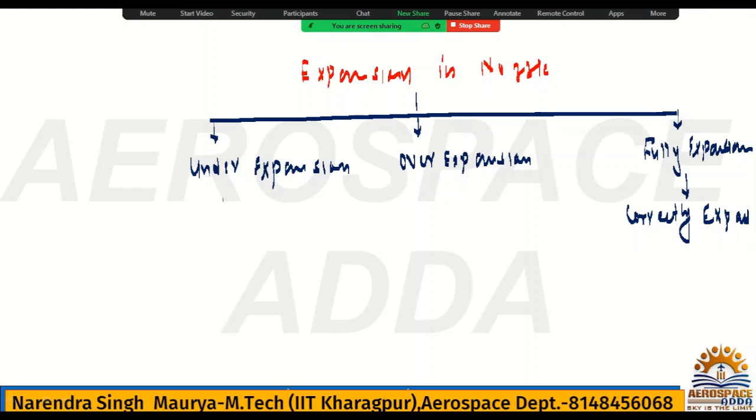So what was under expansion? Under expansion means pressure is still available to expand. So whatever the exit pressure is, it is under expansion. Okay, exit pressure is greater than back pressure. Over expansion means extra expansion. Expansion means reduction in pressure, so extra reduction in pressure compared to the back pressure or atmospheric pressure, hence PE is less than PB.